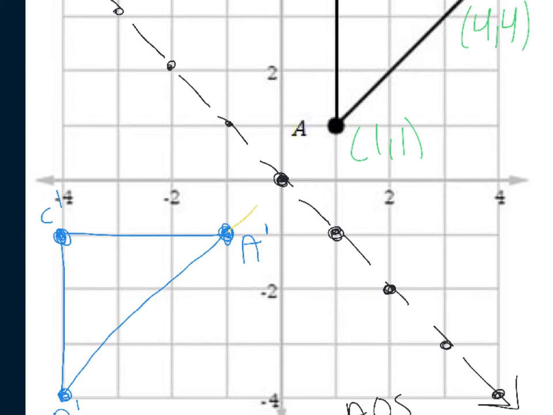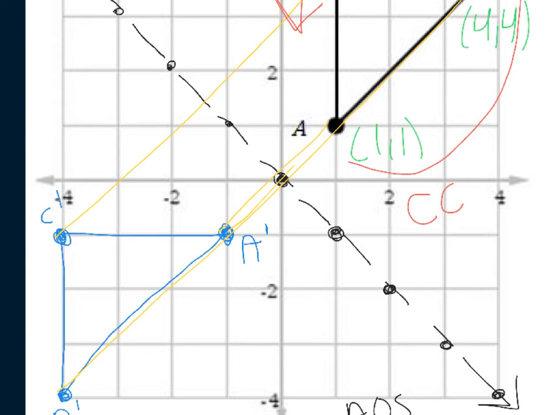And if we connect our pre-image and our image points, we'll see the same thing we've been seeing all along about the perpendicular bisector. We can also see orientation in this example. So notice that in our pre-image, going from A to B to C, we're moving counterclockwise. But then if we go from A prime, B prime to C prime in our image, we're now going clockwise. So this is the example of our orientation being changed because we go from counterclockwise to clockwise.